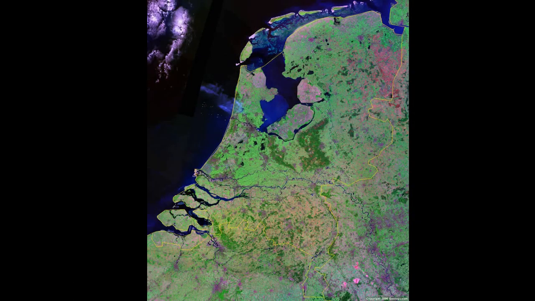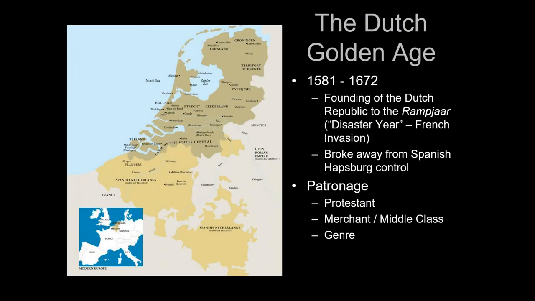Zooming in, you can see the Netherlands is largely defined by a series of massive inlets and bays. The largest up here is the Zuiderzee. As you might imagine, this means that the Dutch had lots of ships and lots of trading networks. It's kind of what defines them. The Dutch Golden Age is defined by this period when the Dutch break away from Spanish control.